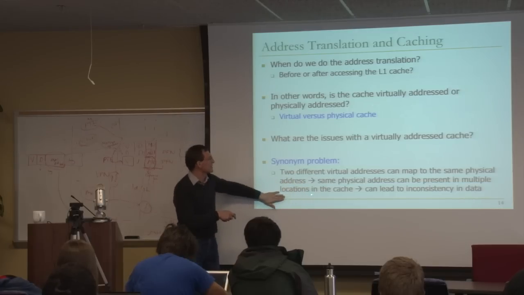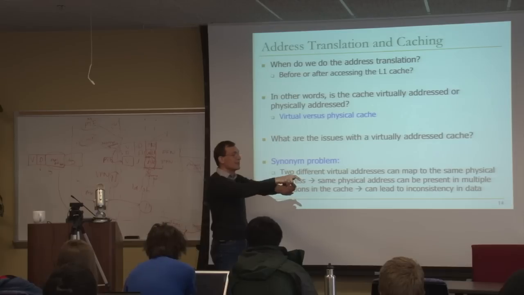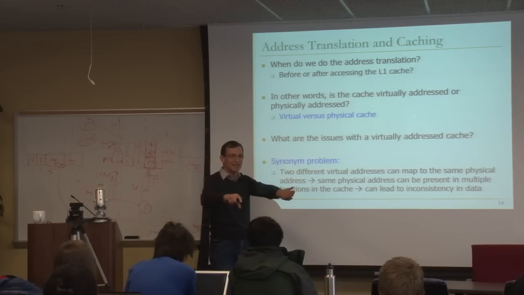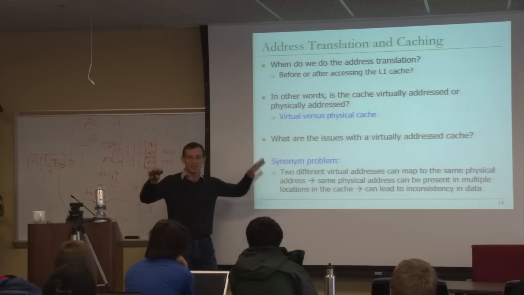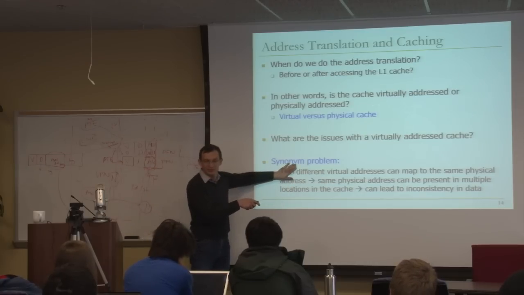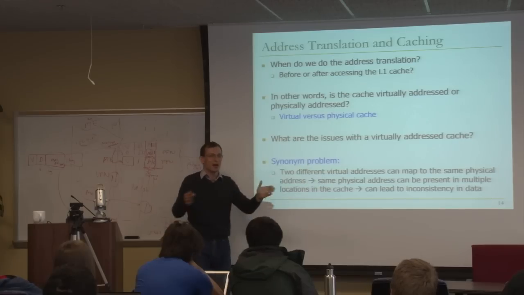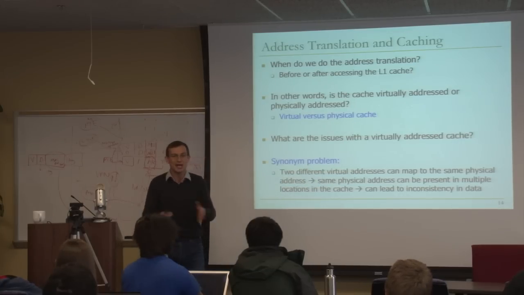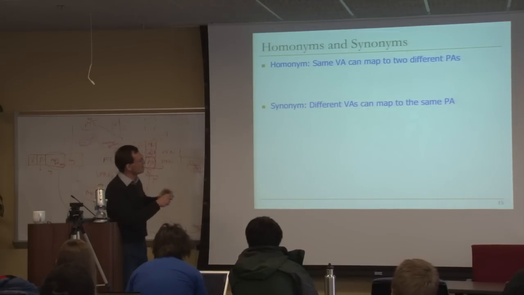So the same physical address can be present in multiple locations in the cache. And if one of the virtual addresses is written to, now you've modified the physical data in this location, but the other copy of the same physical data is not updated. So now you can have inconsistency in the data, because you've cached the same physical address in multiple different locations in the same cache, if your cache is virtual. OK? We'll try to find solutions to this problem. This is a coherence problem, basically. Because you have multiple copies of the same data in different locations, how do you keep it consistent? We'll see other solutions to the coherence problem, but this is a limited coherence problem.